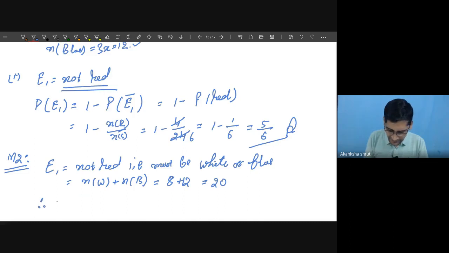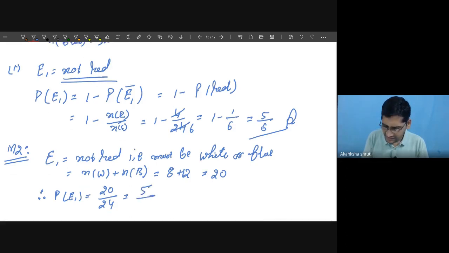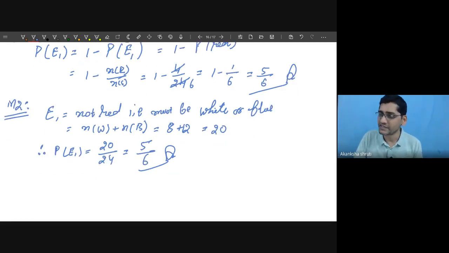Therefore, P(E1) is equal to 20 by total 24. So 5 and 6, 4 is cancelled. 4 5s are 20, 4 6s are 24. Are we getting the same result? Yes, surely we will get the same result.